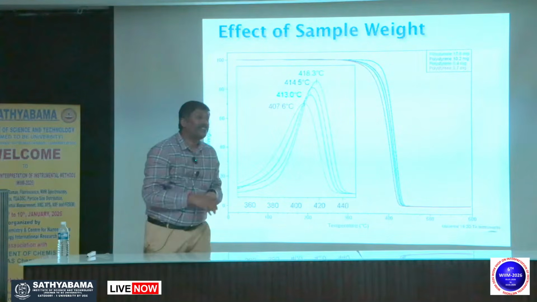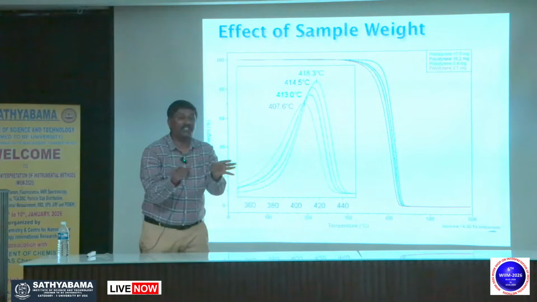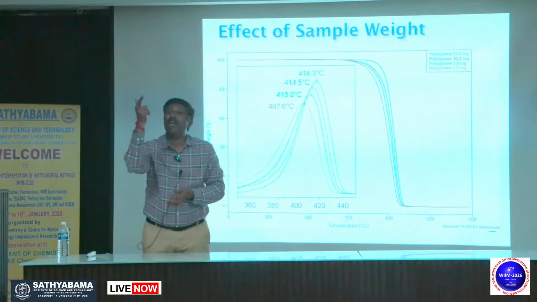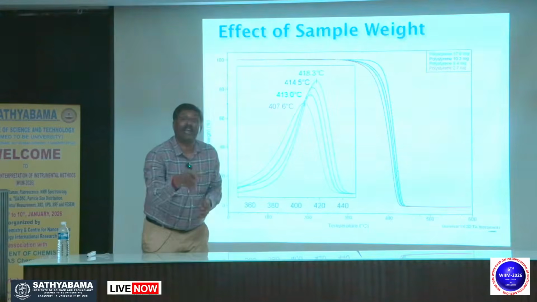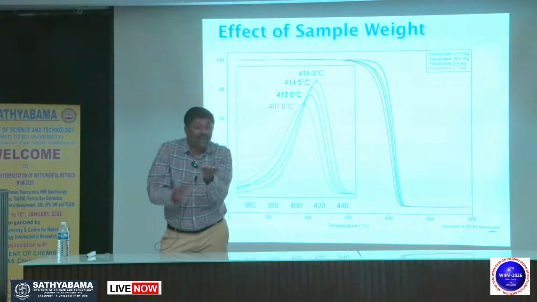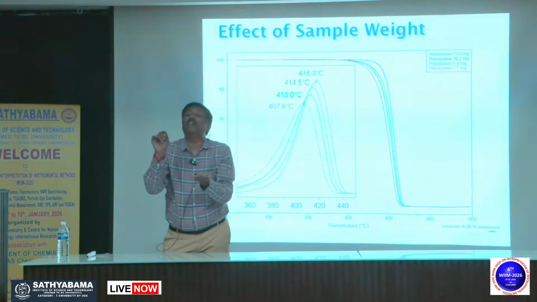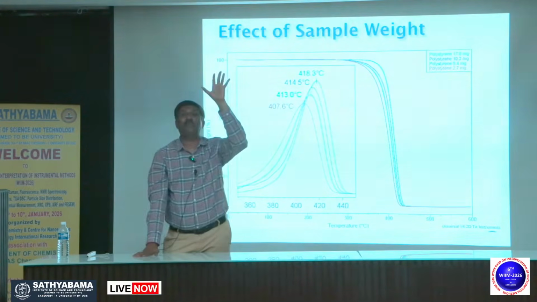Why? Thermal equilibrium will not be there. Surface will be hotter and inside would be less. Your answer is wrong. What is the best way? Not 2.5 milligram, 5 milligram or 10 milligram. It depends on the surface area of the pan. Pan should be covered with a thin layer as possible. That is the exact sample weight.